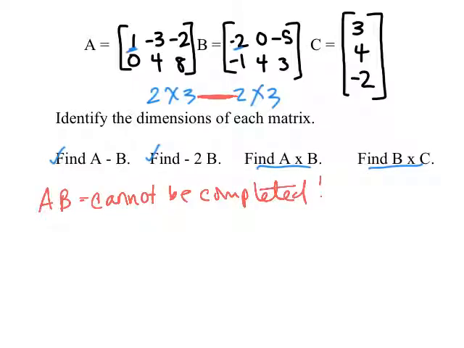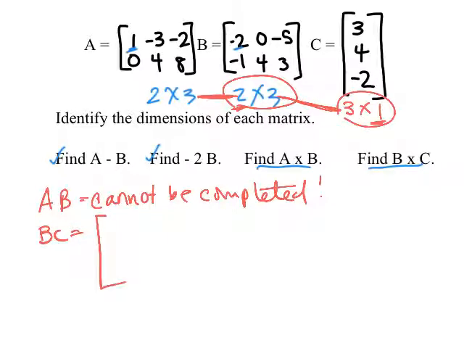Okay, so now we want to do B times C. So let's check that. B is a 2 by 3. And C is 3 rows times 1 column, so 3 by 1. And look at that. We have an inner match, and my outer values give me my dimensions. So the result is going to be a 2 by 1, 2 rows, 1 column. I made it kind of wide, though, because I have to do some work in there.